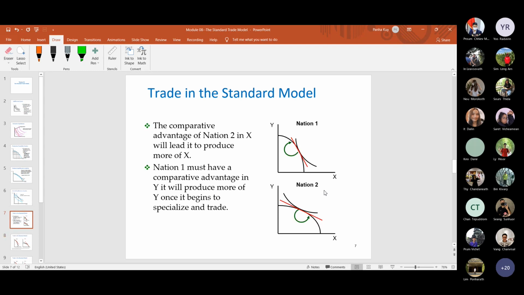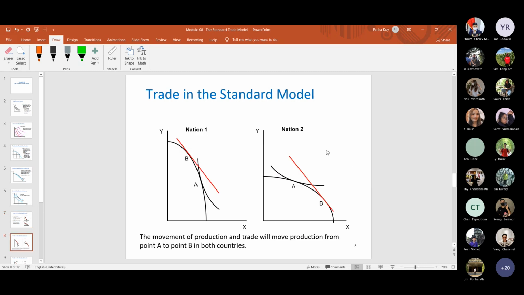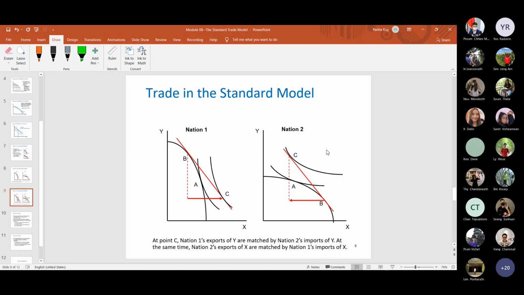Here, we realize that the comparative advantage of nation 2 in X will lead it to produce more of X. While in nation 1, we realize that they have the comparative advantage in terms of producing good wine, so they will have more specialization in producing good wine. Let's look at this. I think this one will explain further about that.